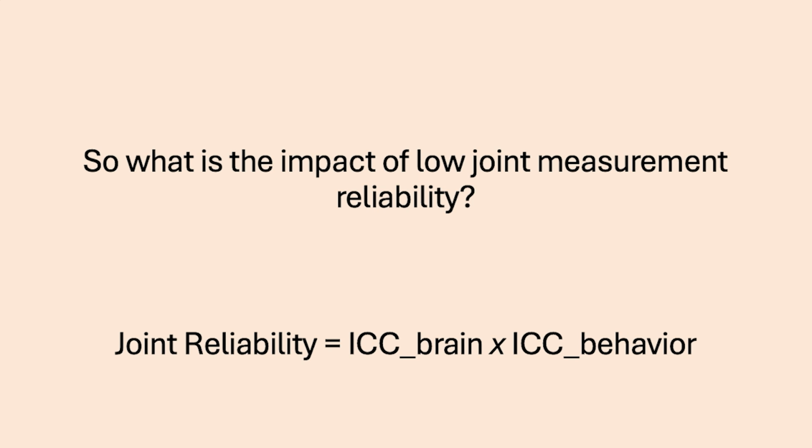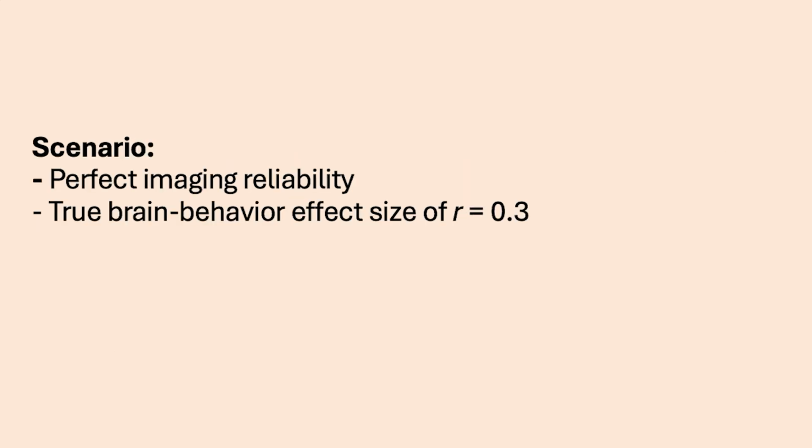So if we have this question of maybe our behavioral measures are not as reliable as we were expecting or hoping or theoretically could achieve, what is the impact of this lack of reliability on our neuroimaging studies? Just to remind you, this joint reliability is like the ICC, for example, of your brain variable times your ICC of your behavioral variable.